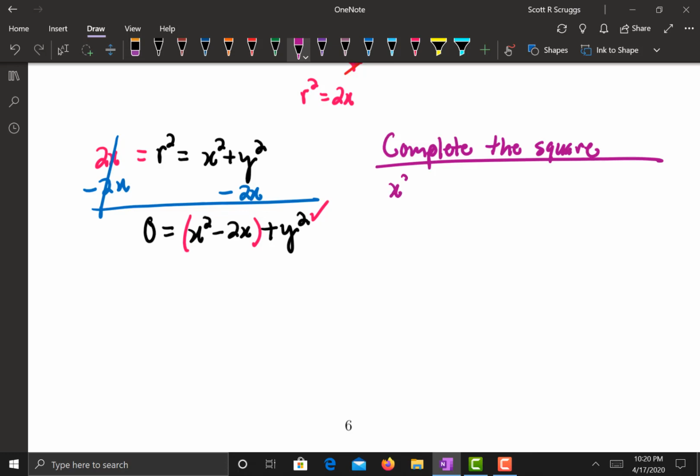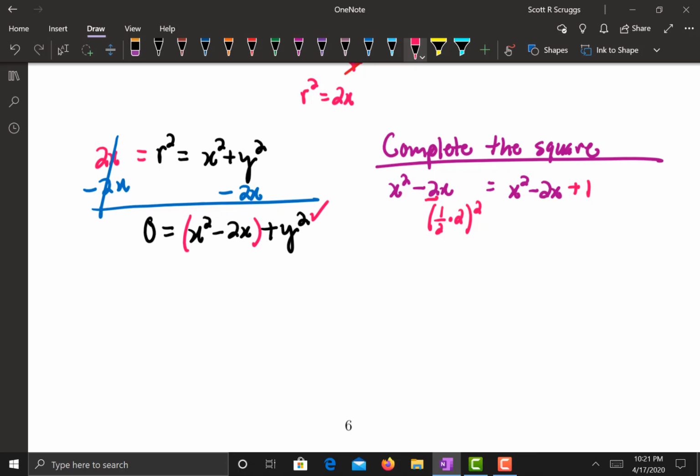So I have x squared minus 2x. Again, to recall how we complete the square, I find the coefficient in front of the x. I want to take 1/2 of the coefficient that is with the x, and then I'm going to square that at the very end. And what that's going to give me is I'm going to add 1 to it.